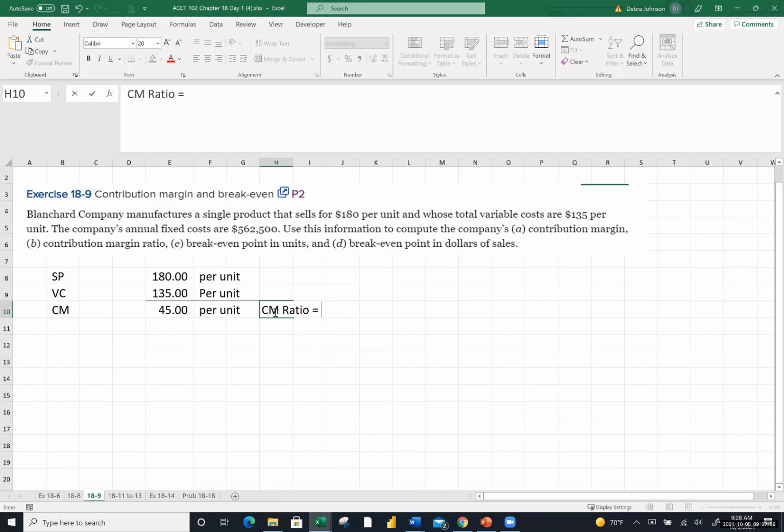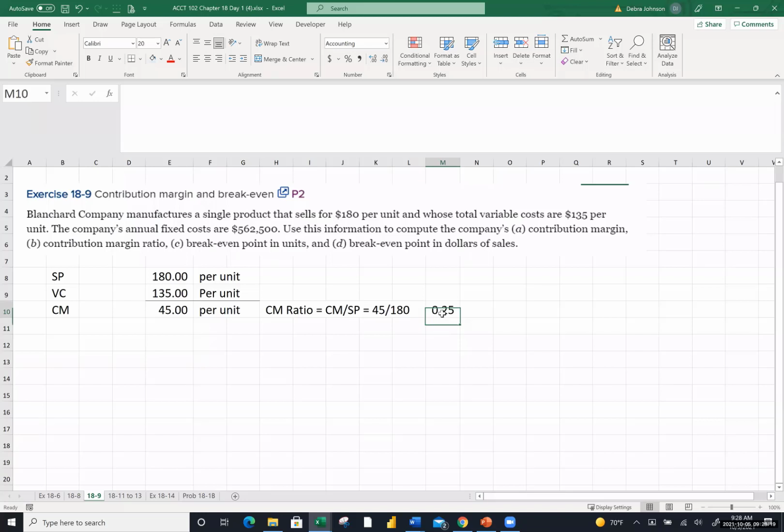So the contribution margin ratio is the contribution margin divided by the sales. On a per unit basis, if my contribution margin is 45 and my selling price is 180, let's compute that real quick. 45 divided by 180. I'm going to format this as a percentage. If I know that my contribution margin is 25%, you know what your variable costs are automatically.